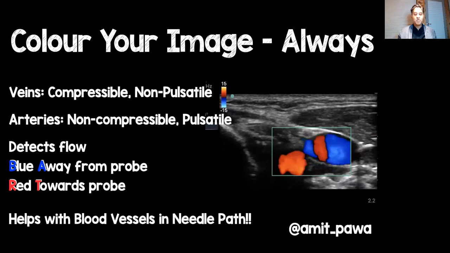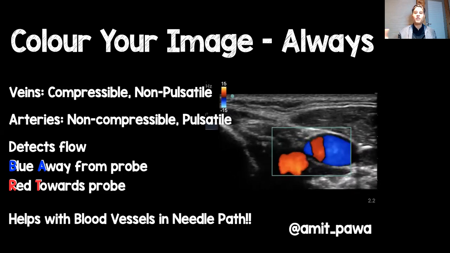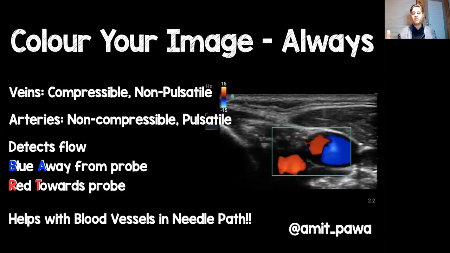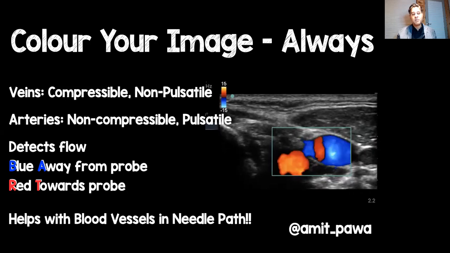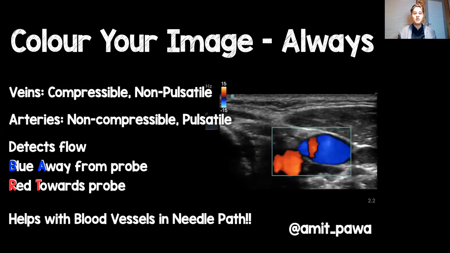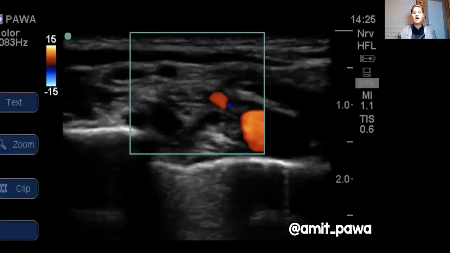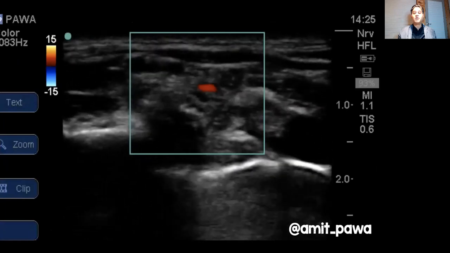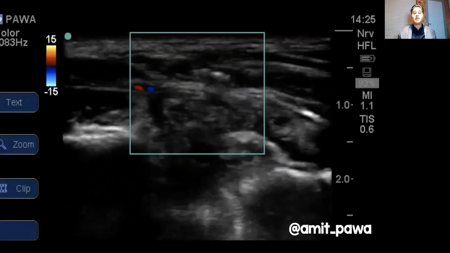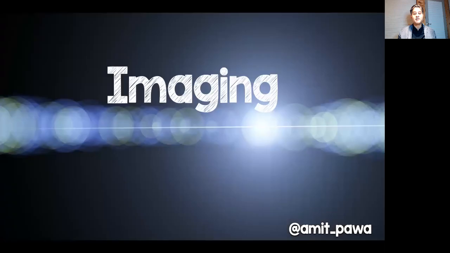Now, of course, these machines are not that clever. The color determines what the blood is doing in relation to the probe. So blue is blood flowing away from the probe, and it's colored red if the blood is flowing towards the probe. And it's really useful every time you're about to do a block to turn the color Doppler on. As you see here, this is a long time ago now, but doing a supraclavicular block, you can see there's a suprascapular artery passing right within the substance of the supraclavicular brachial plexus.